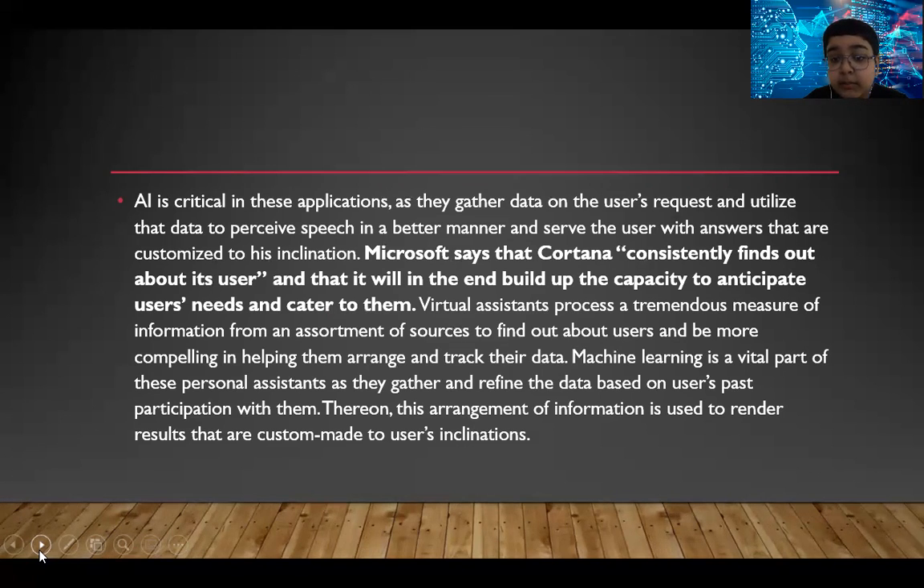Virtual assistants process a tremendous measure of information from an assortment of sources to find out about users and be more compelling. In helping them arrange and track their data, machine learning is a vital part of these personal assistants as they gather and refine the data based on users' past participation with them. Thereon, this arrangement of information is used to render results that are custom made to users' inclinations.